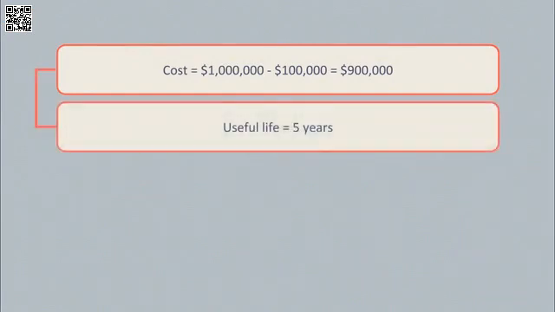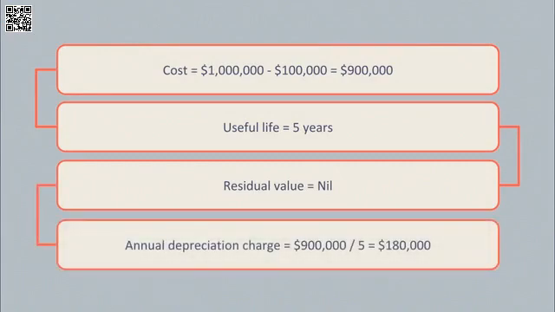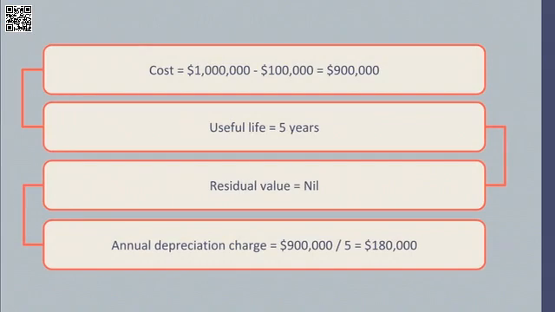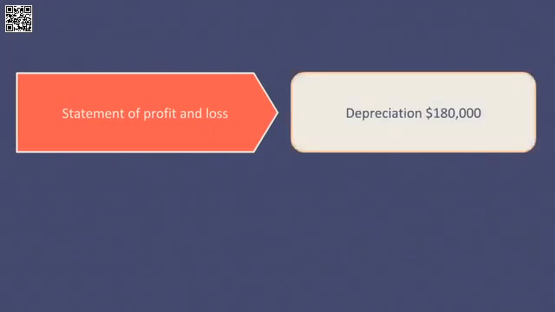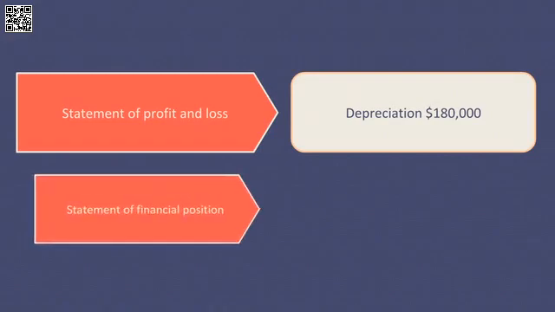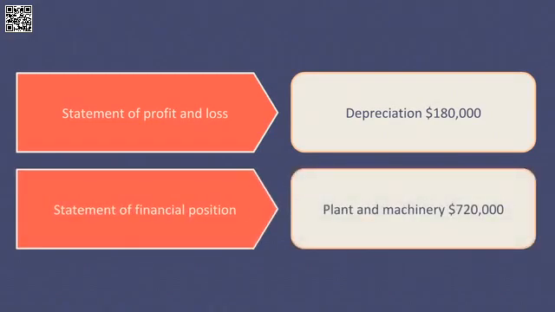The machinery has a useful life of 5 years, and the asset should be depreciated over its useful life. Since no residual value is given, we'll assume a nil residual value, so $900,000 divided by 5 means that $180,000 is the annual depreciation charge. The statement of profit and loss for year-end X7 will have a depreciation expense of $180,000, and the statement of financial position at the end of X7 will list plant and machinery at $720,000.